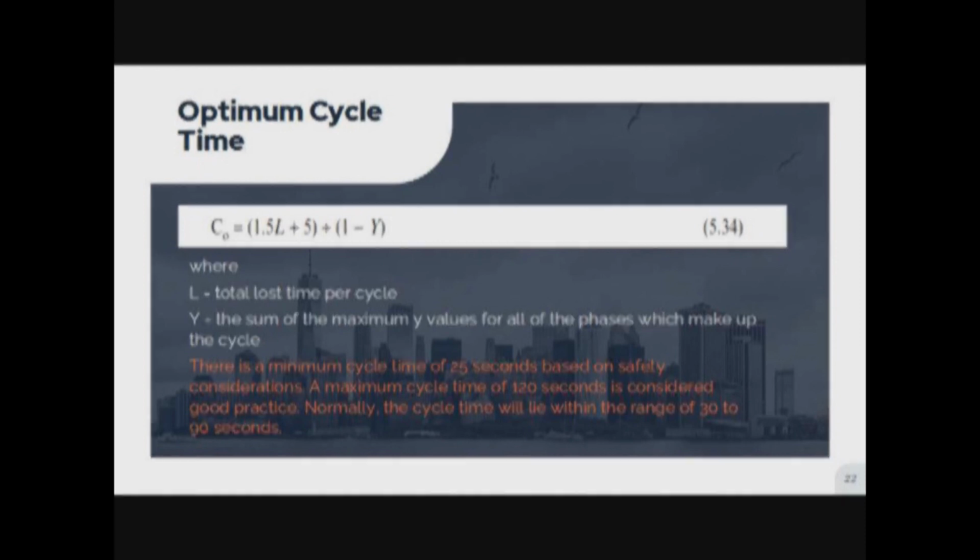So Webster, in 1958, developed a set of formulas for establishing the optimum signal settings in order to minimize the total delay. L is the total lost time per cycle, and Y is the sum of the maximum Y values for all the phases which make up the cycle. So this will be equation 5.34. There is a minimum cycle time of 25 seconds based on safety considerations. A maximum cycle time of 120 seconds is considered good practice. Normally, the cycle time will lie within the range of 30 to 90 seconds.